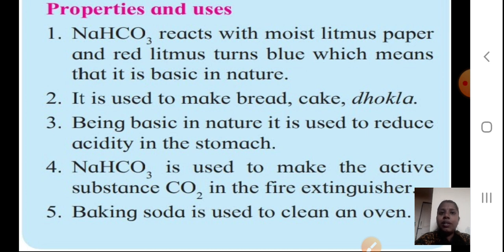Again I'll repeat, NaHCO3 reacts with moist litmus paper and red litmus turns blue, which means that it is basic in nature. So in short, remember NaHCO3 is basic in nature. It is used to make bread, cake, dhokla. Because of its basic nature, we use it to reduce the acidity of the stomach. It is also used in fire extinguisher to make the active substance CO2. And baking soda is also used to clean an oven. I hope all the properties and uses are clear to you.